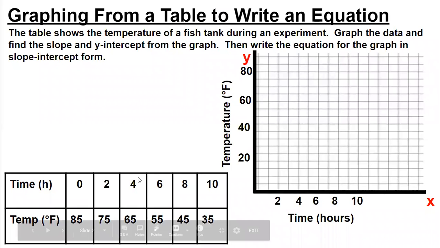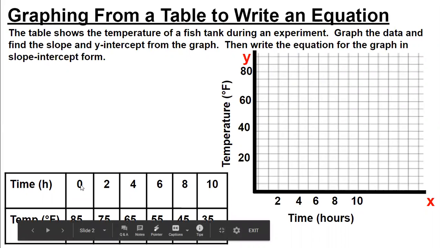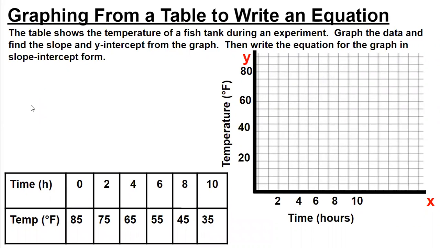So this table here is showing us time in hours, and that black bar is at the bottom. That'll go away in a minute. And temperature in degrees Fahrenheit. So notice, first of all, that as the time increases, the temperature is decreasing. So that means that our slope is going to be negative, right? It's going to go downhill. So let's take a look at this.